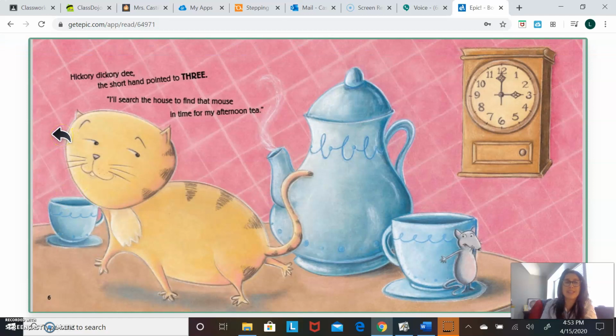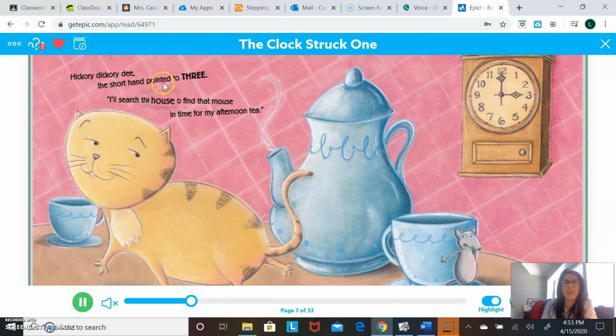Hickory dickory dee. The short hand pointed to 3. I'll search the house to find that mouse in time for my afternoon tea.